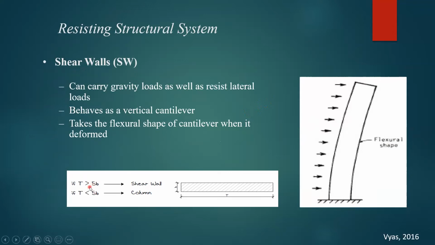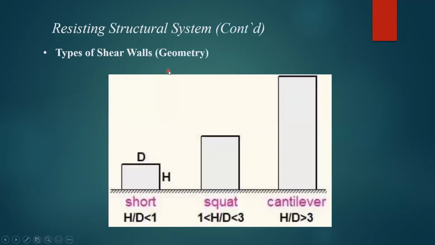If T is greater than 5B, it is a shear wall; if T is less than 5B, it is a column. This one is based on the ASCE code. I don't know what is used in India, but I'm familiar with ACI and Eurocode, the American and the European codes. So, type of shear wall geometry: how to consider it as short, squat, or cantilever depends on the height and depth.